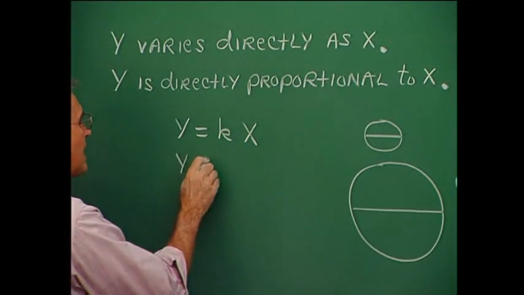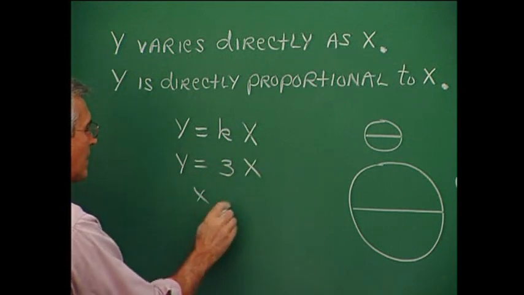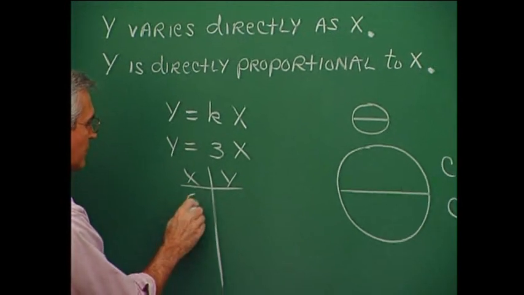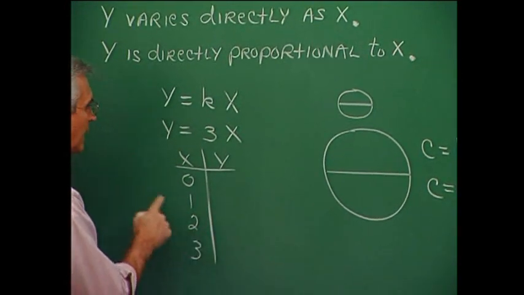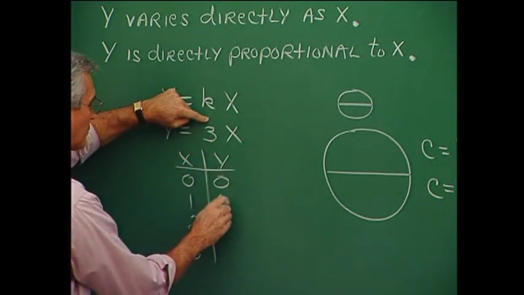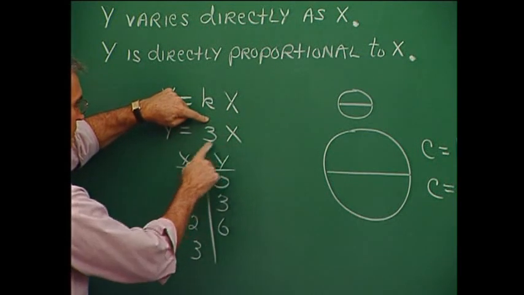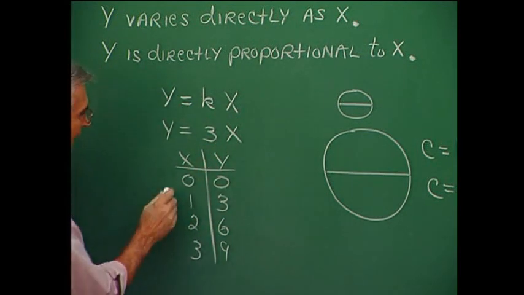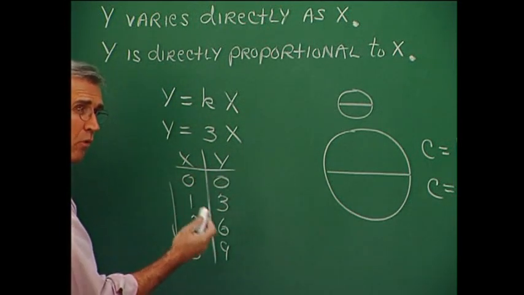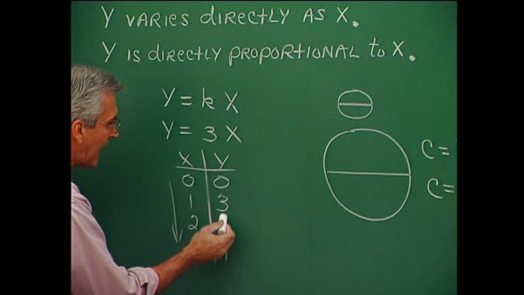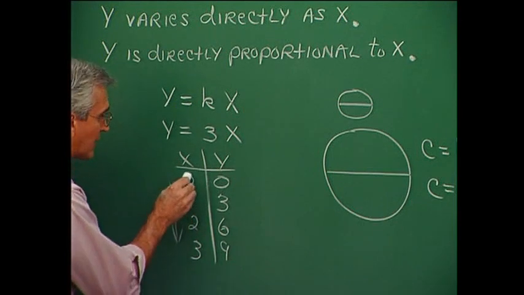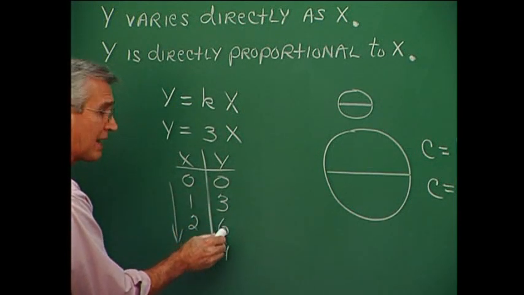Suppose k is found to be 3, and suppose I make a table of values here. And I'll let x take on values 0, 1, 2, 3. And y then, if x is 0, we have y is 0. If x is 1, 3 times 1 is 3. If x is 2, 6. If x is 3, 9. You see, so as x is increasing, y is increasing, but more important than that, y is increasing at a certain rate, a rate which is proportional to the change in x. X is changing by 1 each time, y is changing by 3 each time.